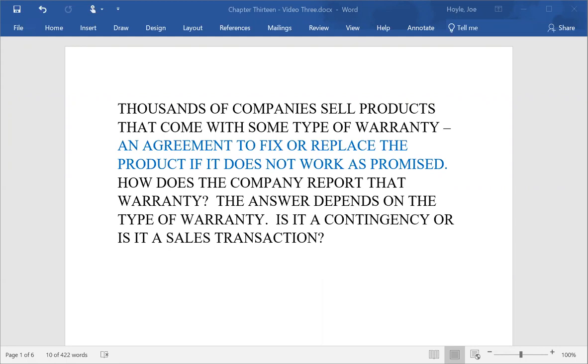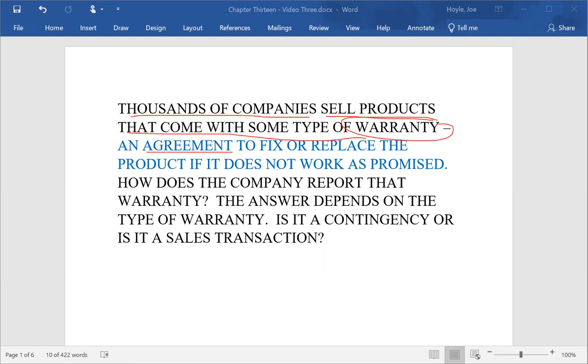And I will tell you to begin with what you already know, and that is that thousands of companies sell products that come with some type of a warranty. You might buy an automobile, for example, or a computer, or a microwave oven, but they frequently will come with a warranty. So what we're going to do is to report how the company that makes the sale records and then reports these warranties.